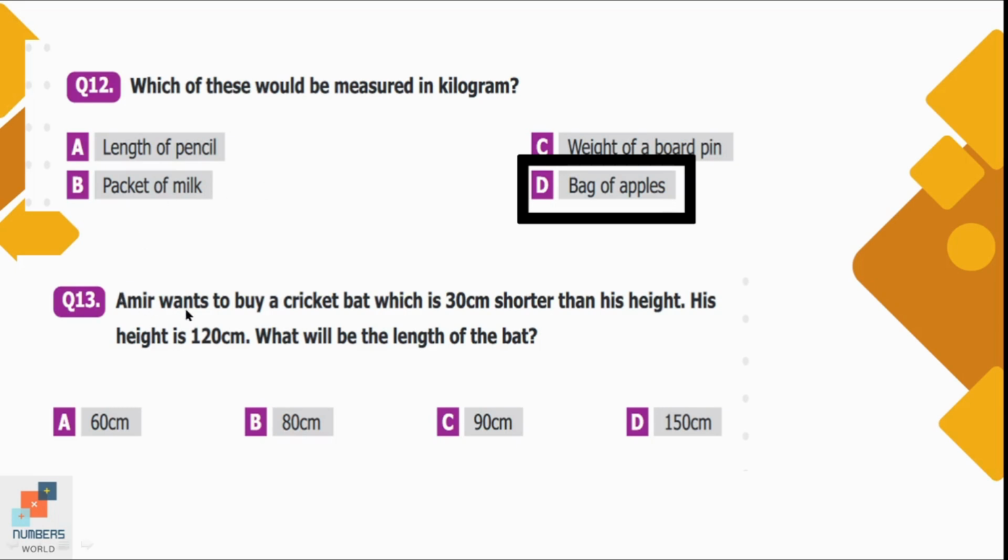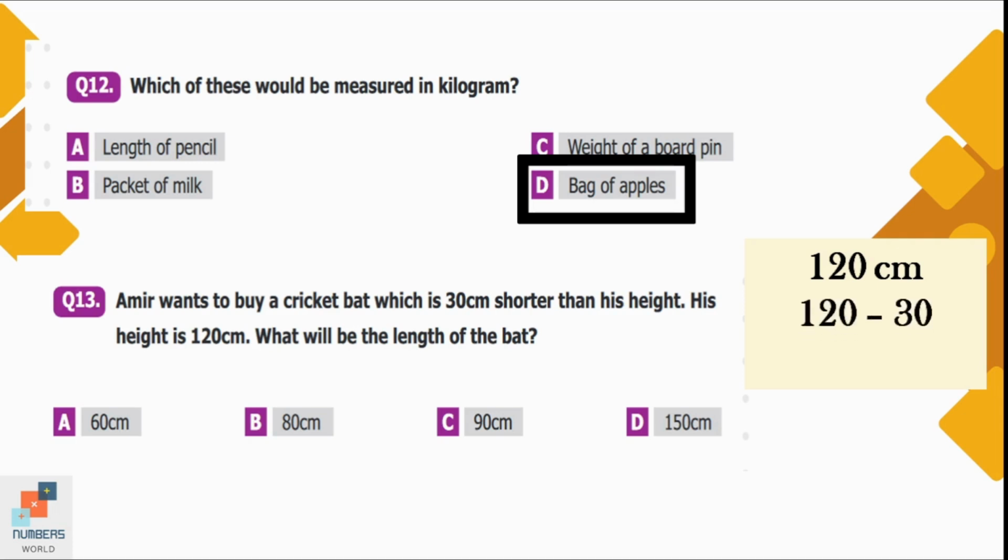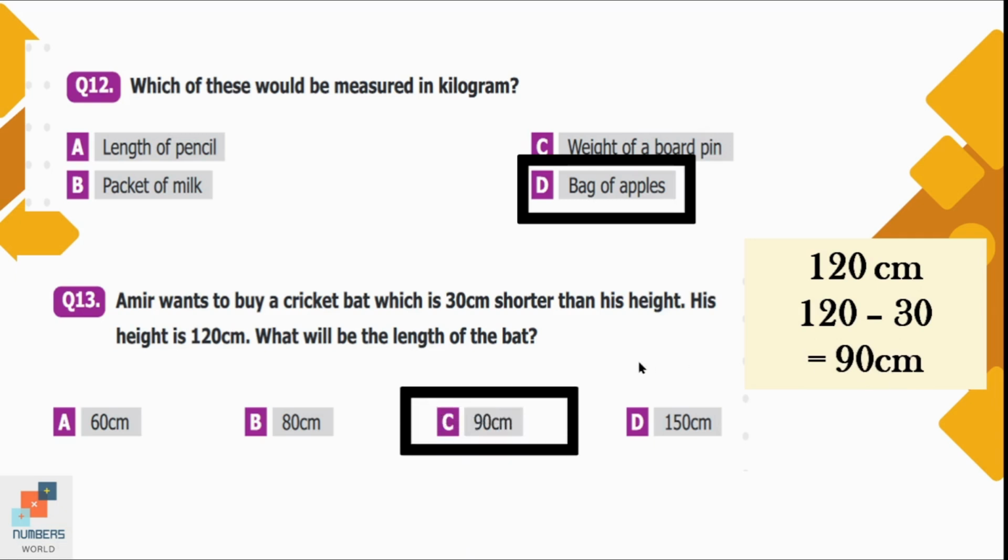Question number 13. Amir wants to buy a cricket bat which is 30 centimeters shorter than his height. His height is 120 centimeters. What will be the length of the bat? So the height of Amir is 120 centimeters and the length of the bat is 30 centimeters shorter than his own height. So we will subtract 30 from 120, that is equal to 90 centimeters. So the length of the bat is 90 centimeters. Option C is the correct option here.